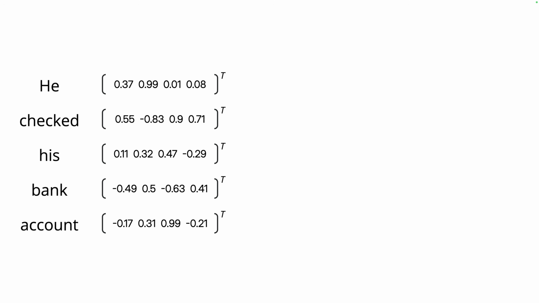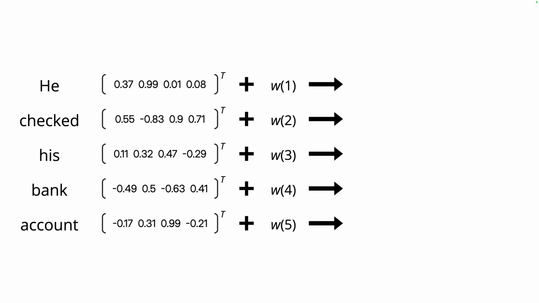We start by transforming each of the words into word embeddings, just like we did with the word2vec model. We then add positional vectors to each of these embeddings to indicate their position in the sentence. So the embedding for he would be weighted to indicate that this is the first word in the sentence. Checked would be weighted to indicate it's the second word, and so on and so forth. These weighted word embeddings are then fed into a mechanism called self-attention. Self-attention basically uses the information from the weighted word embeddings to understand how much attention it needs to pay to the other words in the sentence in order to get the meaning of that word.